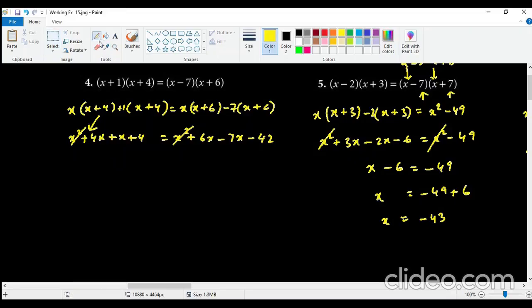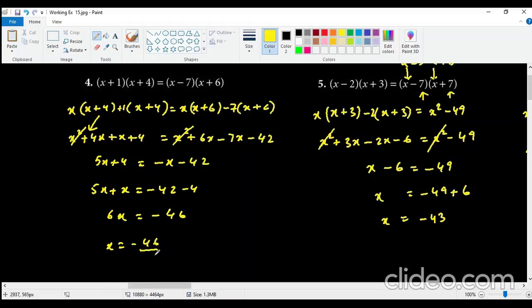and resolve this, so 4 and plus 1 is going to give us a 5x plus 4 equals 6x minus 1x is going to be a negative x, negative 42, and 5x plus another x and negative 42 minus 4 is going to give us 42. So this is going to give us a 6x equals negative 46. So x is going to be negative 46 over 6. That means divided by 2. So this is going to give us negative 23 over 3.